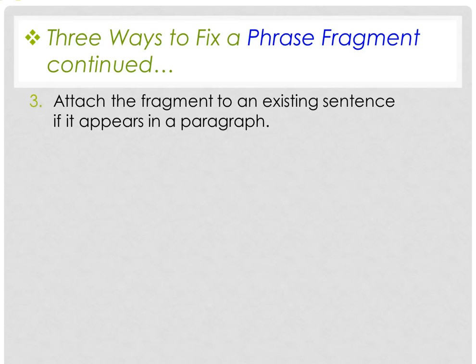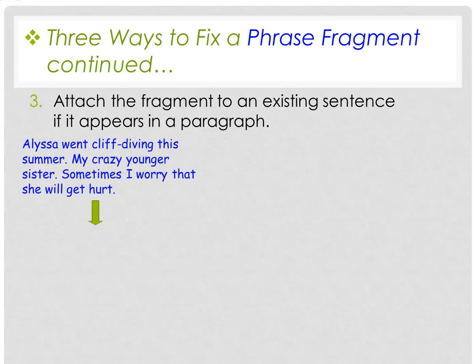And last but not least, most of the time you are not going to be fixing phrase fragments in isolation. They're going to be part of a longer paragraph. This is the most common method. This is usually what you're going to be doing when you have one. So here's a very brief snippet of a paragraph. Alyssa went cliff diving this summer, my crazy younger sister. Sometimes I worry that she will get hurt. Well, my phrase fragment here is my crazy younger sister. That's a phrase fragment because it doesn't have a predicate.